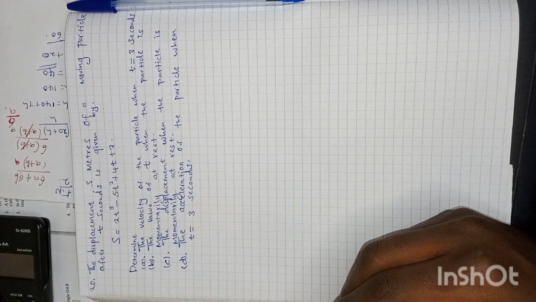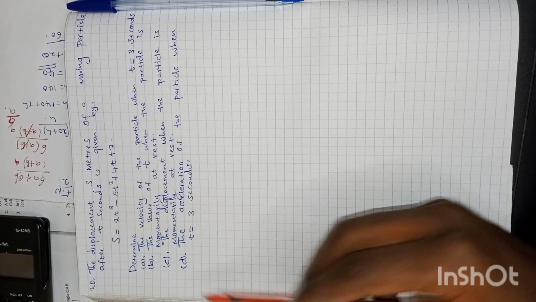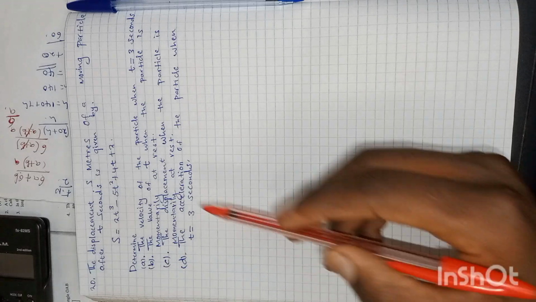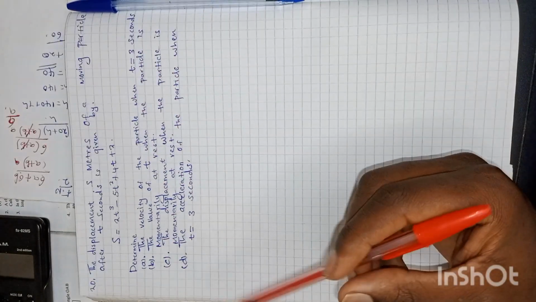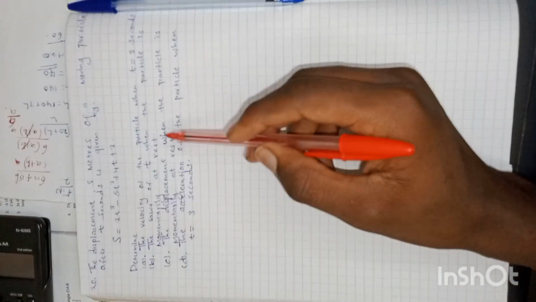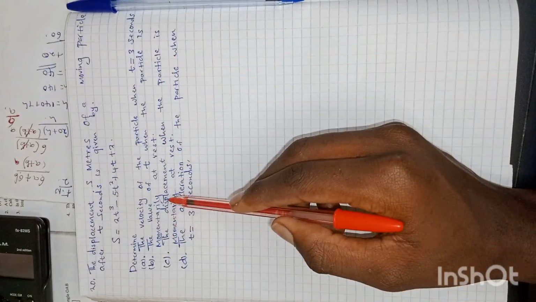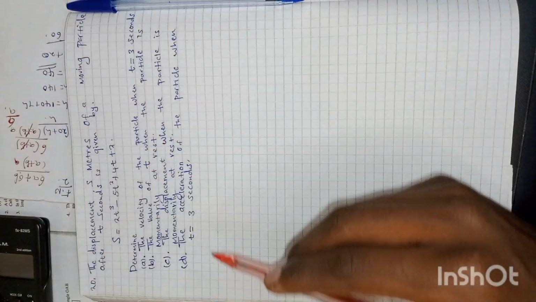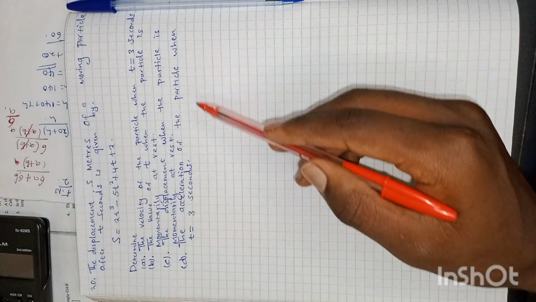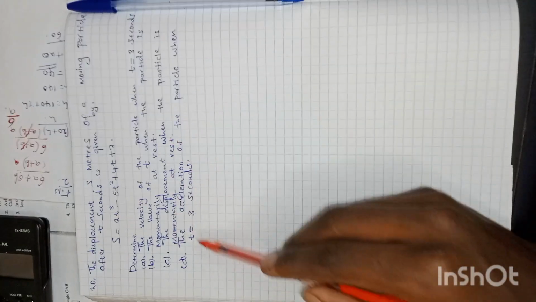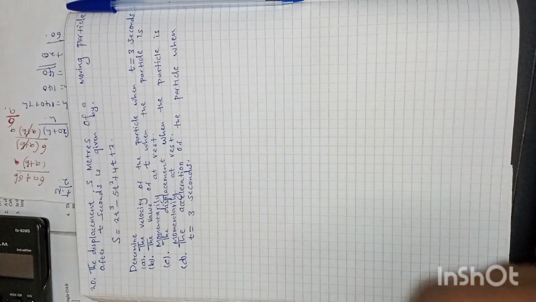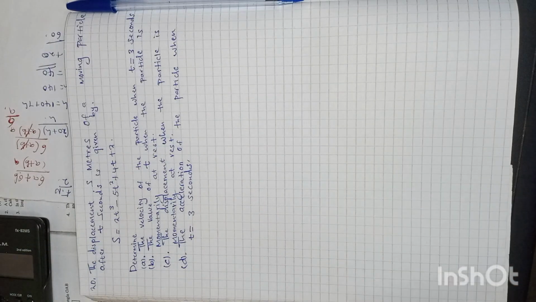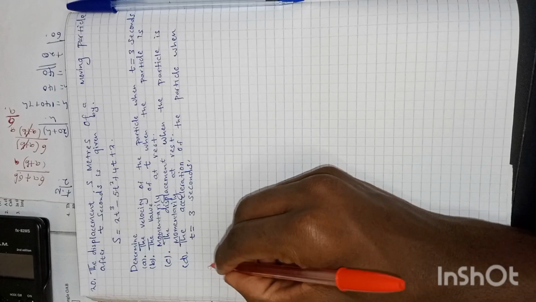This is the displacement of that moving particle, and you are being told to determine the velocity of the particle when t equals 3 seconds. That is A. B. The value of t when the particle is momentarily at rest. C. The displacement when the particle is momentarily at rest. And D. The acceleration of the particle when t equals 3 seconds. Let's go to the first one, A.